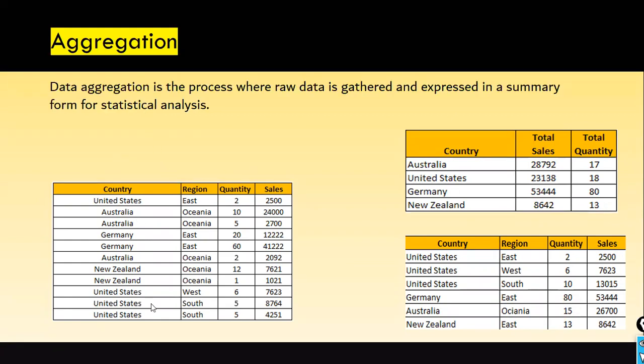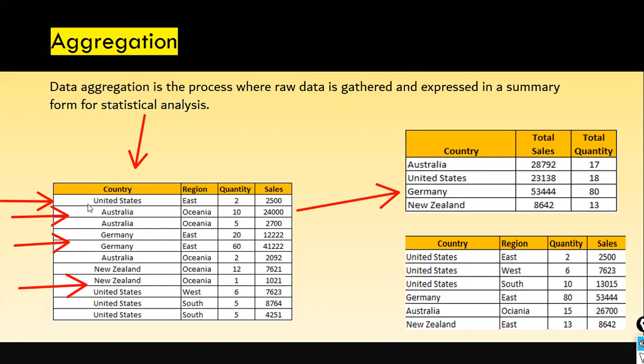Look here on the left side, we have this data set. Country, region, quantity, sales. Let's say your manager has given you this data set, and he wants you to produce an output, something like that. He doesn't want to see the transaction level data. He wants to see the summary data. Here, how many countries are there? United States, Australia, Germany, New Zealand. Only 4 countries are there, right? But each country, with different regions, has sales happening at different points in time.